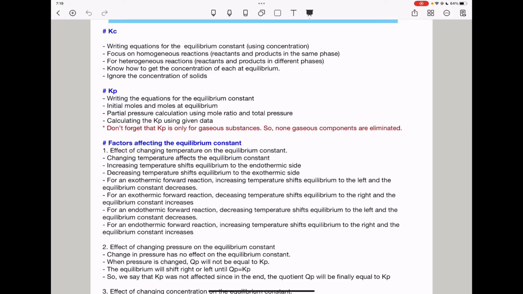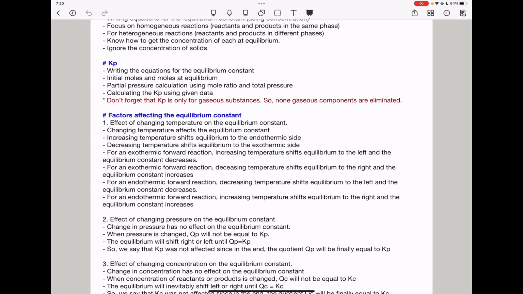And since this is to do with partial pressures of gaseous reactants as well as products, we need to find out the initial moles as well as the moles at equilibrium. We also need to know how to calculate the partial pressure using mole fraction and the given total pressure. Then we can use the calculated partial pressure to calculate the Kp. And again, we need to know how to find the units for the calculated Kp value.